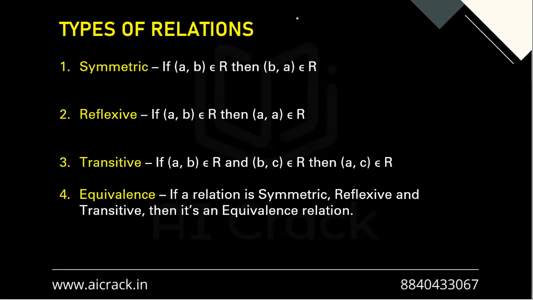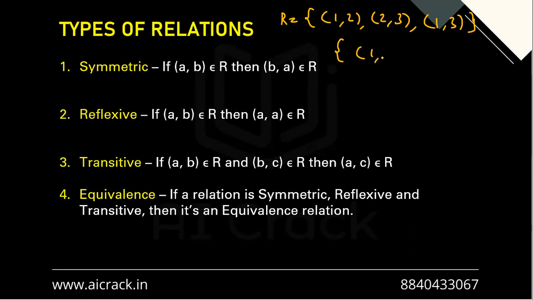Now let's look at an example. Let's say we have a relation R. So (1,2) is there, (2,3) is there. So by the definition of transitive, what should be there? (1,3) should be there. If it is there, then it's a transitive relation. Otherwise, it's not.